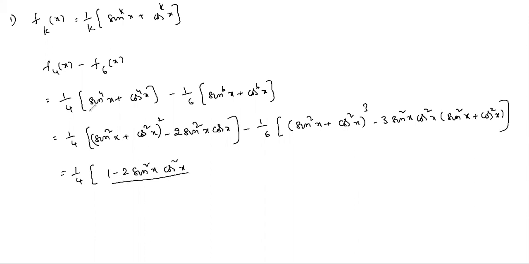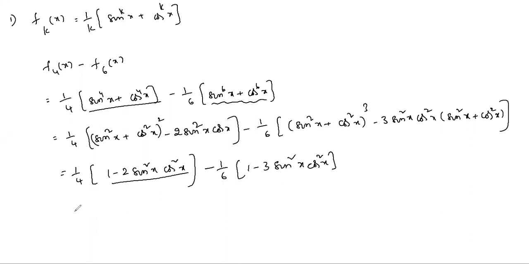Sin power 4x plus cos power 4x you can get, right, as 1 minus 2 sin square x cos square x. Similarly, sin power 6x plus cos power 6x we can write as 1 minus 3 sin square x cos square x. Sin power 4x plus cos power 4x is 1 minus 2 sin square x cos square x. Sin power 6x plus cos power 6x is 1 minus 3 sin square x cos square x.